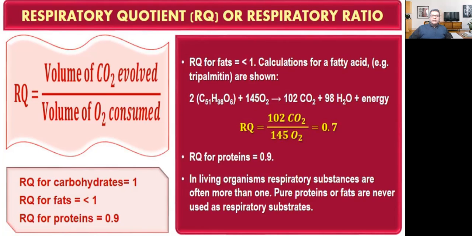See, this is a fat here, 102 carbon dioxide molecules evolved and 145 oxygen consumed. So the RQ for this fatty acid is 0.7. RQ for protein is 0.9. You have to remember these facts. In living organisms, the respiratory quotient is often more than 1. Pure protein or fats are never used as respiratory substrate.